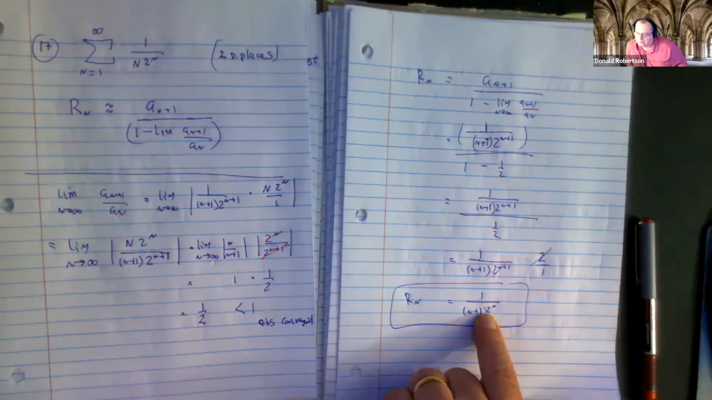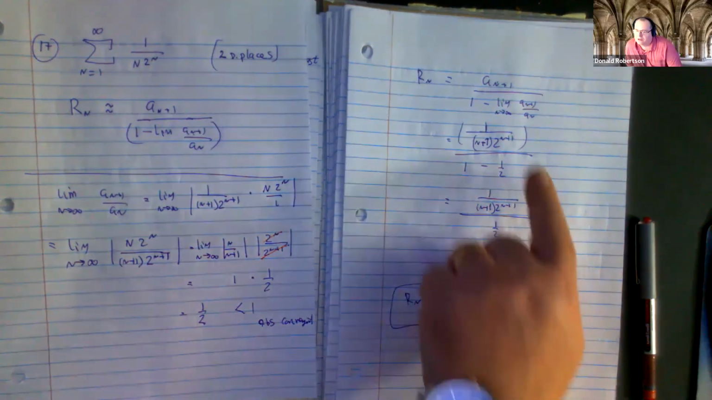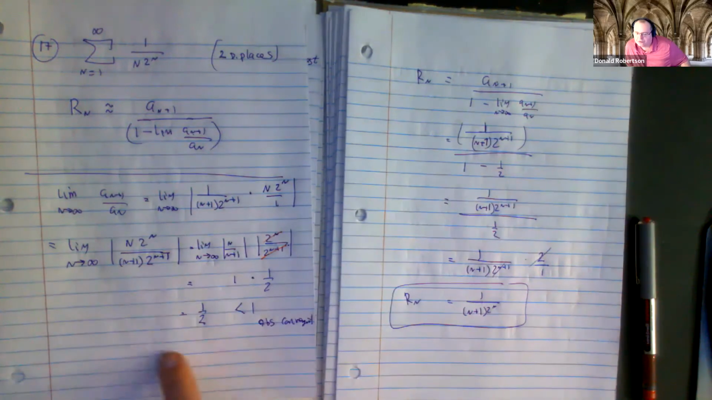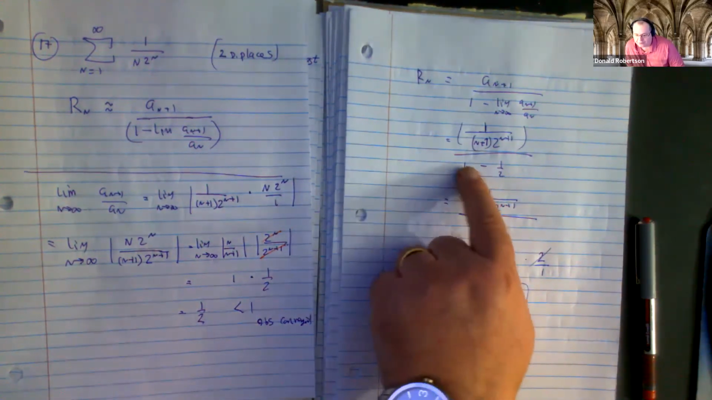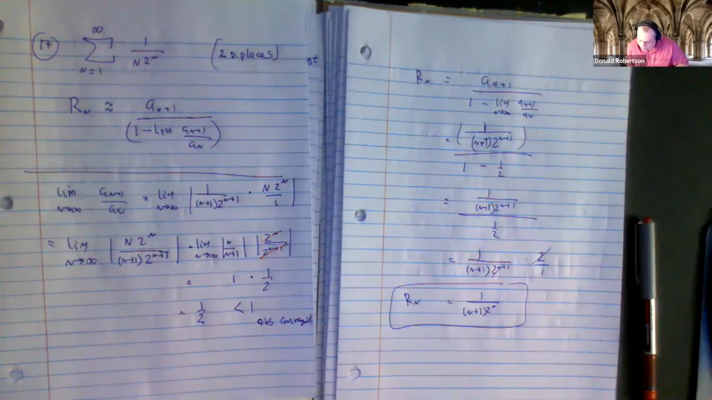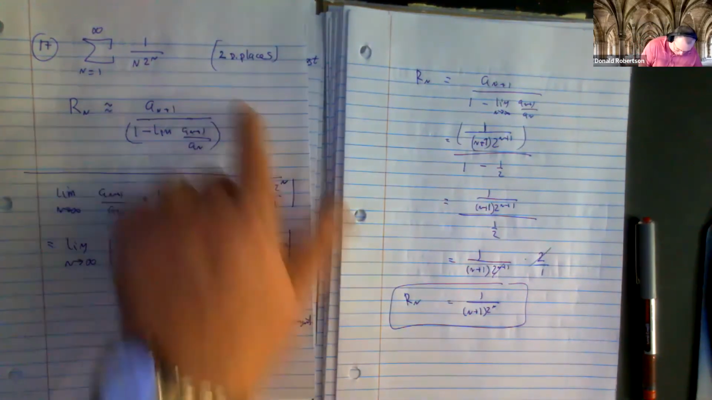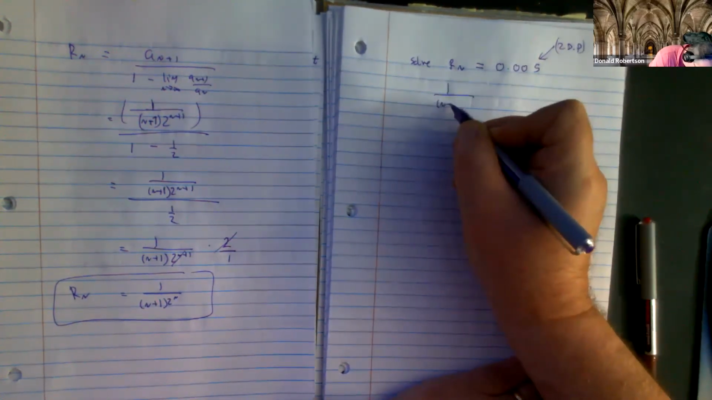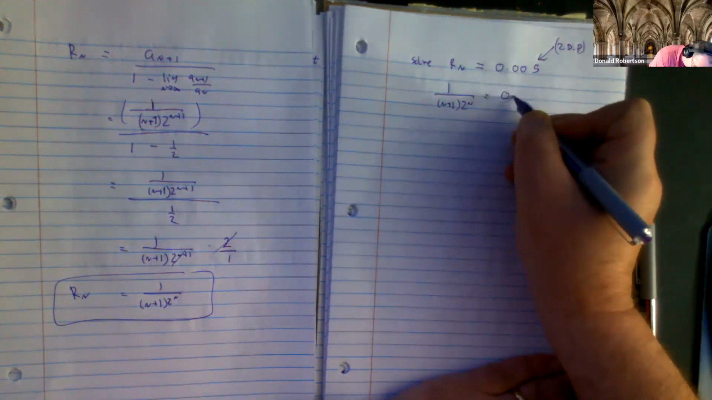Right. Are you comfortable where that came from? E(n+1), 1 take away the limit that we just found, which is a half. 1 take away a half is also a half. Multiplying by the reciprocal and doing a little cancelling, we get to here. Now we want the answer correct to 2, 5, 10 decimal places. Let's say it's 2. So we need to solve for n. When is that guy equal to 0.005? That's what you do when you want to find 2 decimal places. So we are trying to solve when that guy is equal to 0.005.